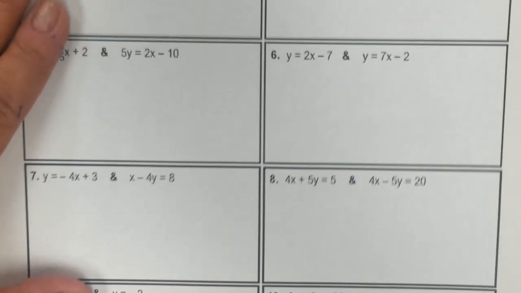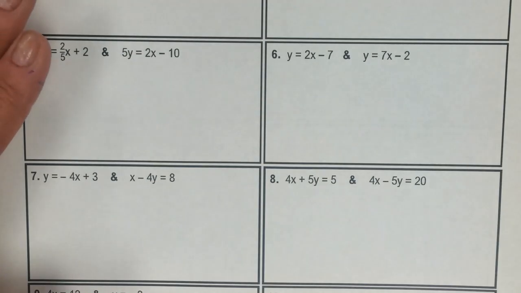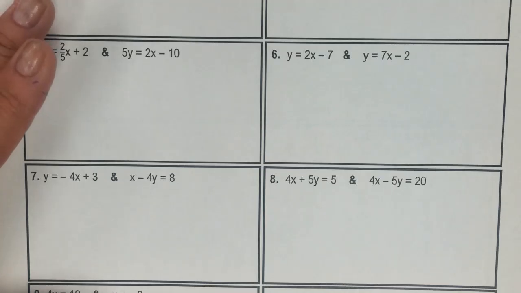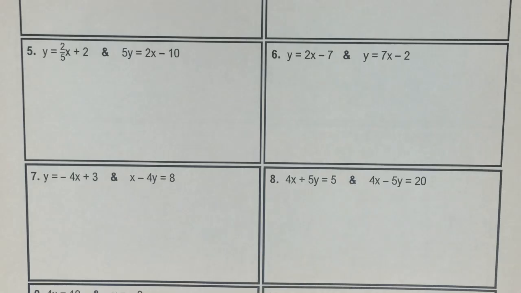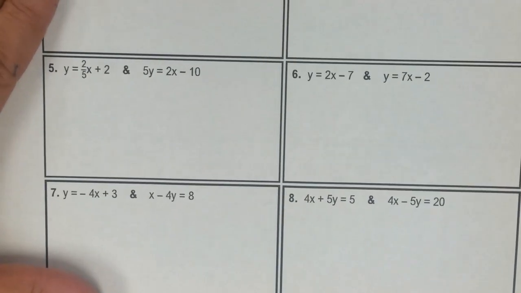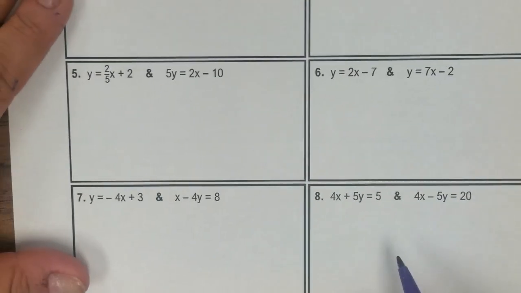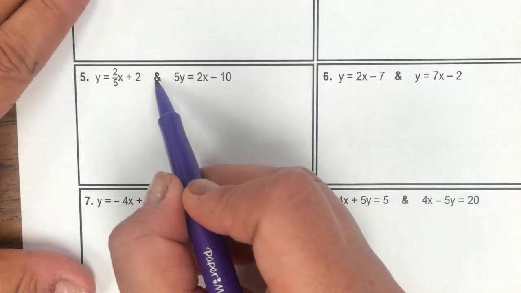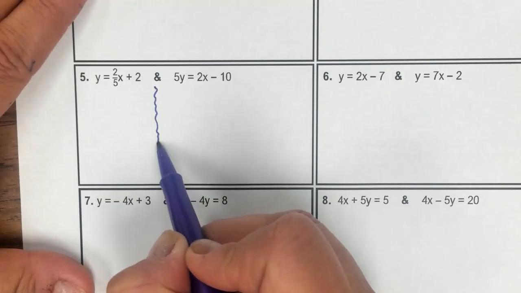So I'm going to do number 8 and number 5. Ready? I'm going to do 5, and you guys are ready. So on this side, I'm going to kind of cut it right here.